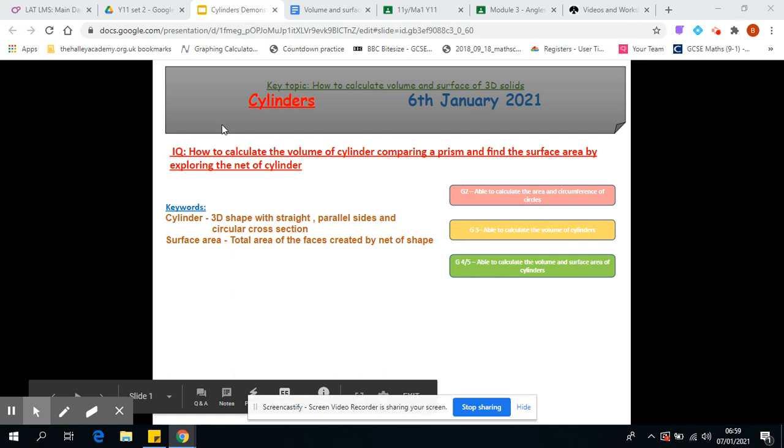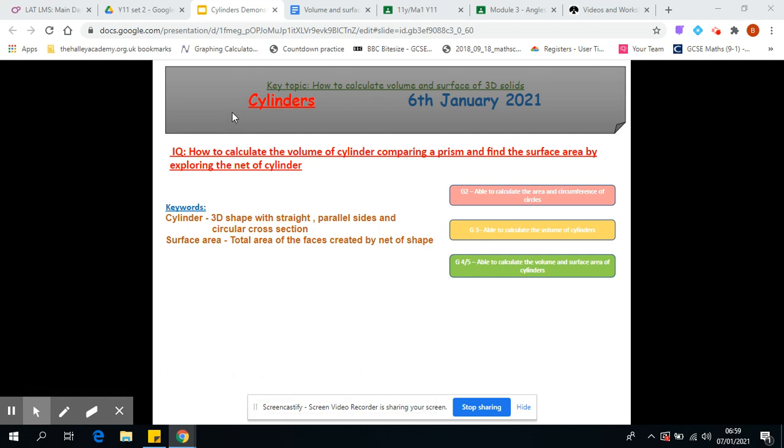In this lesson, we are going to explore the volume and surface area of a cylinder. We are particularly going to calculate the volume of a cylinder, comparing it to the volume of prisms we did earlier, and find the surface area by exploring the net of a cylinder.